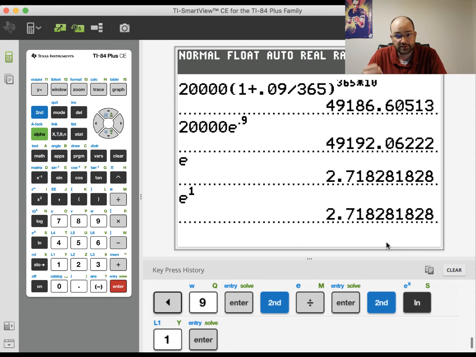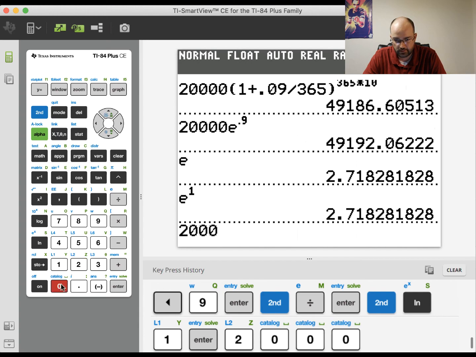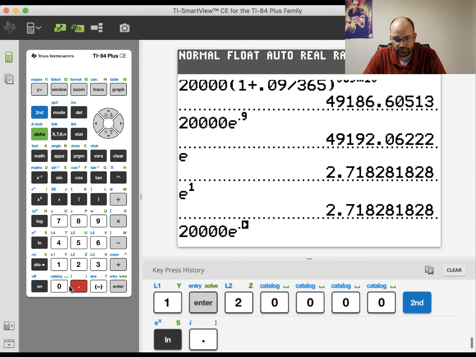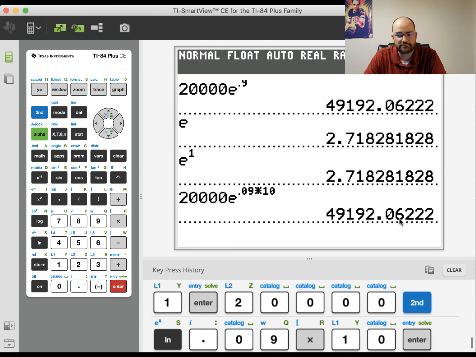Good. So if we wanted to type in the last formula, we would do 20,000, and then second ln to give us E to some power, and then just type in 0.09, the interest rate, times the time of 10 years, and click enter. And that gives us $49,192.06. And again, I'm just rounding at the nearest penny.